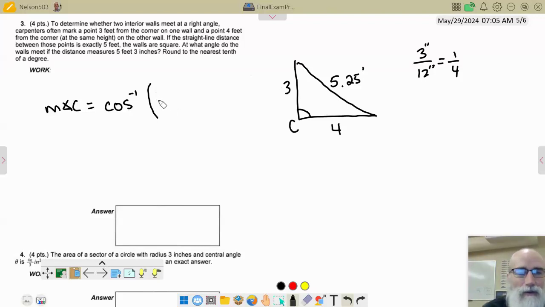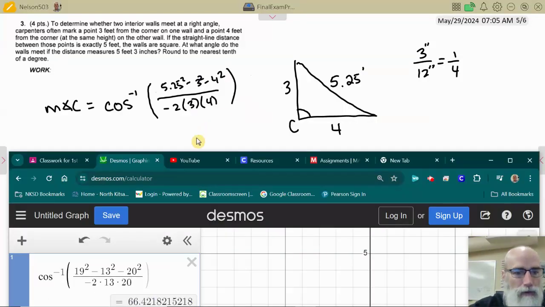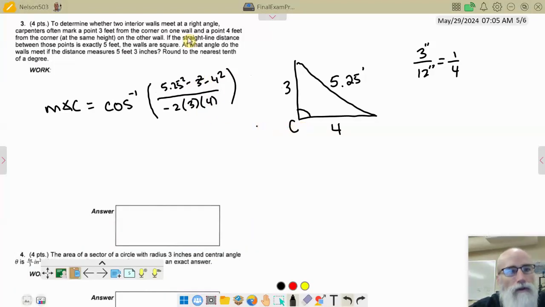So what was it? It was a big fraction, and it was the c squared, excuse me, 5.25 squared minus 3 squared minus 4 squared, all over the opposite of 2 times 3 times 4. So here we go. I need to change a few things in here. So we change that to 5.25 and so on. You get the picture, I hope. You're just going to put those numbers into Desmos here to get angle C. So this seems like a reasonable, straightforward problem.